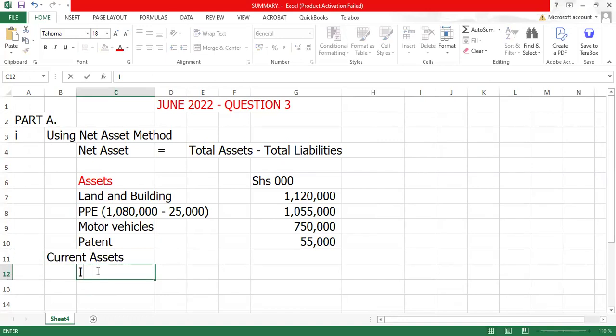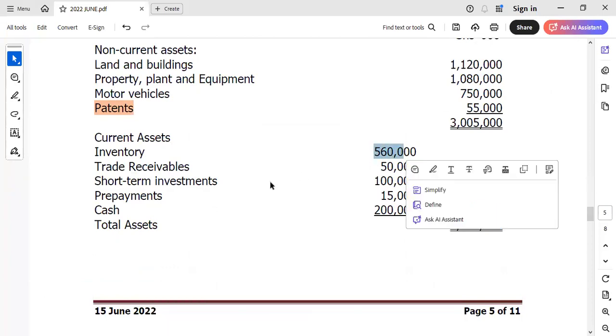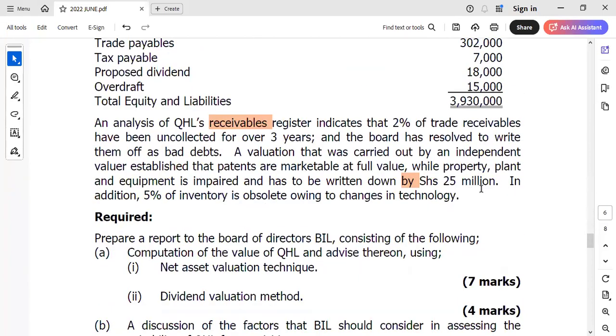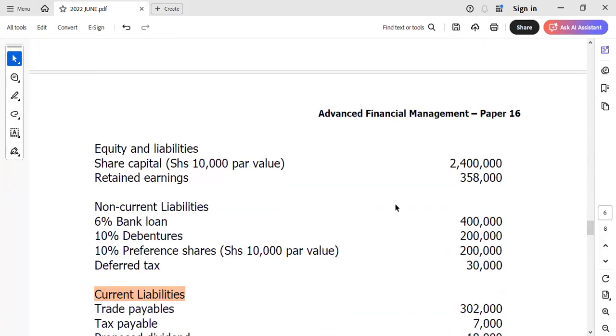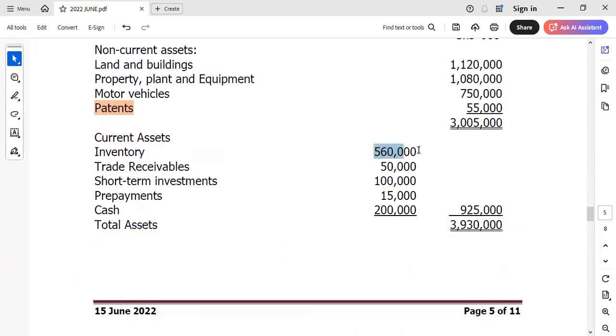Then I look at next is what? Is it inventory? Inventory. But we have some adjustment from additional information. Inventory is 560, but they told us that 5% of inventory is obsolete, owing to changes in technology. What does this one mean? You reduce this value by 5%. So the easy way or shortcut, you simply get 95% times this. That is the shortcut.